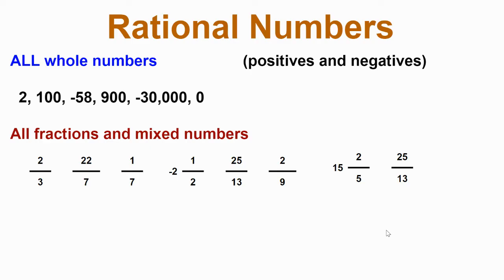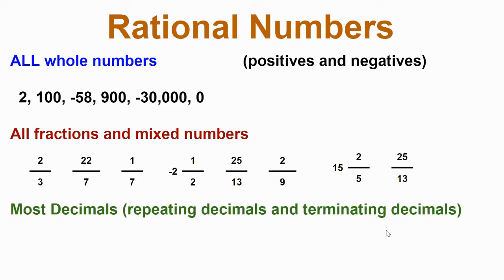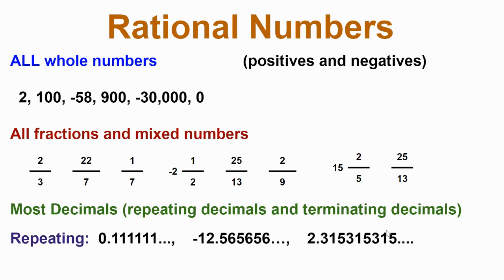Even decimals, ready? Almost all the decimals, most decimals, are also rational. Repeating decimals are rational. Terminating decimals are rational. Well, what are repeating decimals? Remember, repeating decimals are these ones where they repeat.